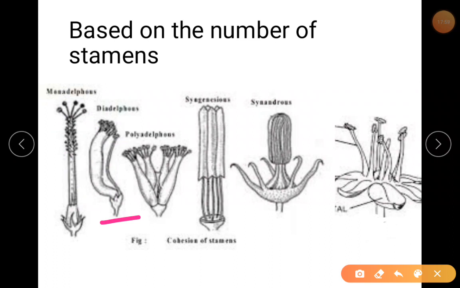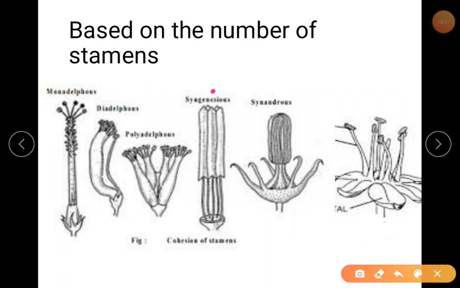And polyadelphous, you can see there are many bundles. Many bundles. See the anthers. Anthers are free here. So filaments are fused to form bundles. More than one bundles are called polyadelphous. So adelphous means bundles. Here it is one bundle. Here there are 2 bundles. And then here there are 4 bundles. So those 3 names you have got: monoadelphous, diadelphous and polyadelphous.